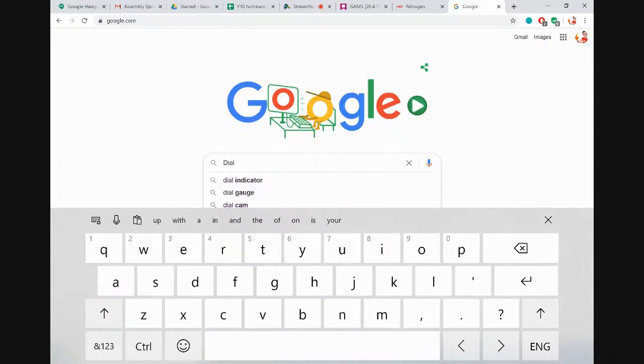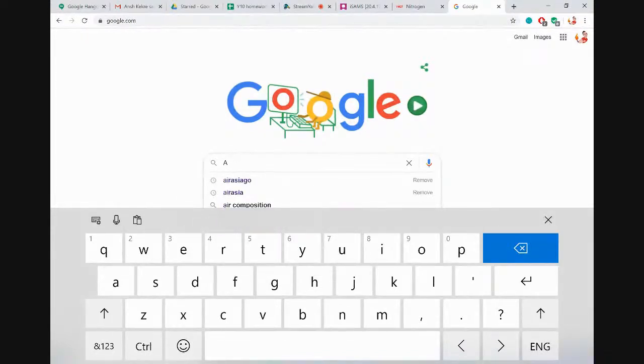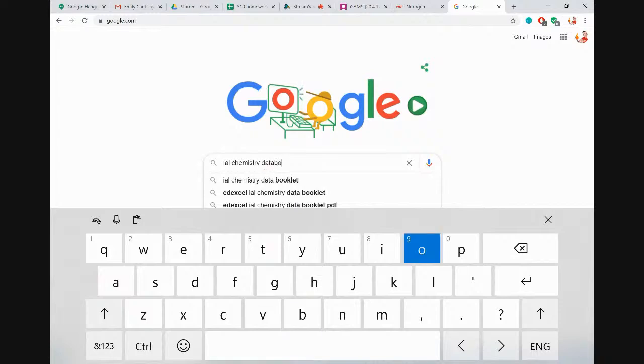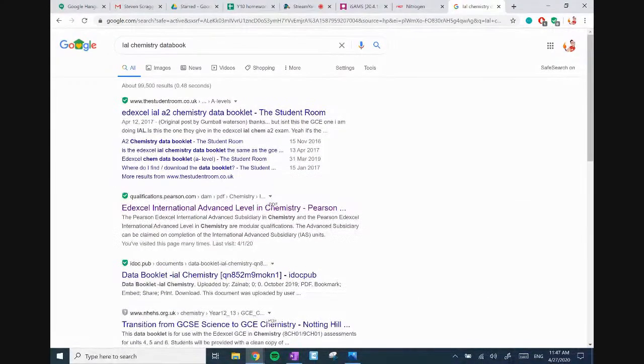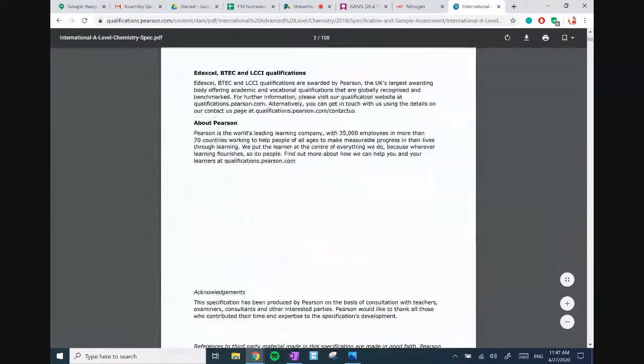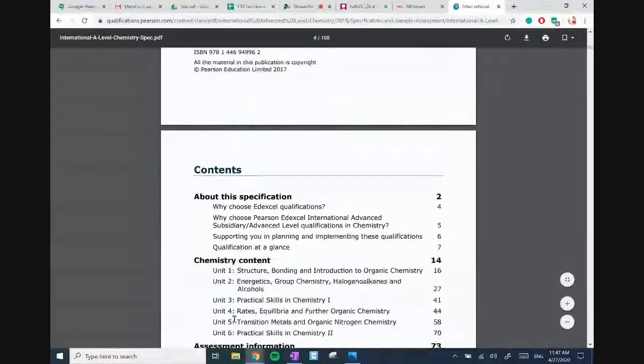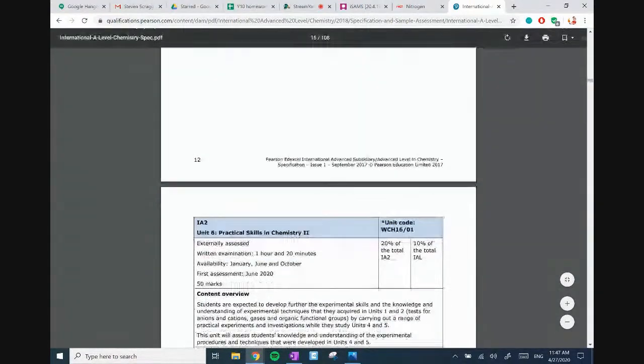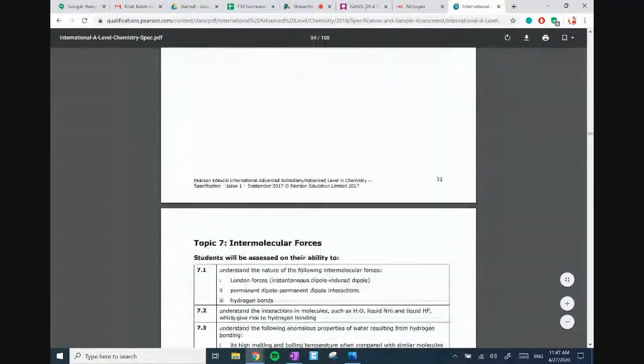IAL chemistry. IAL chemistry Databook. This is the issue I'm going to have with these particular questions. Let's go for that one. I feel like that's not going to be the correct one, but we can try. Your Databook is right at the end of your specification, and this is the new one, I think. Let me go all the way down to the bottom and find your Databook.